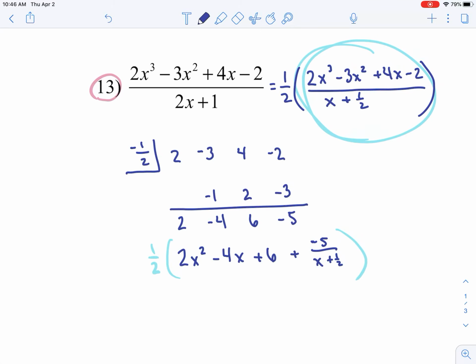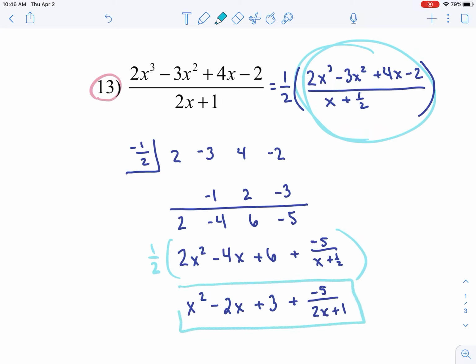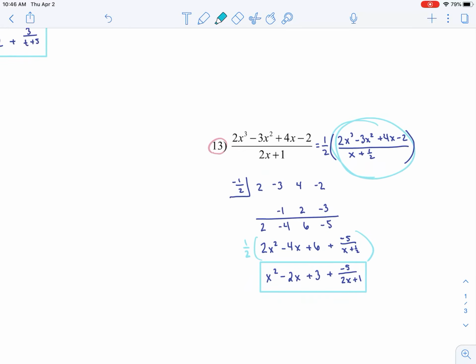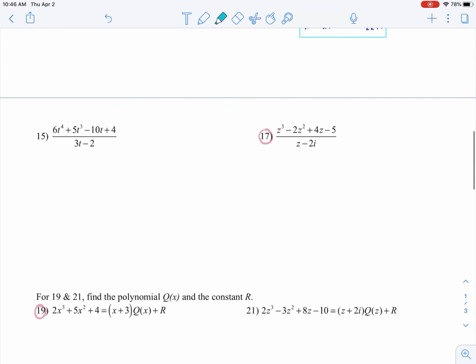So then my actual answer is going to be, it's like I'm distributing the 1/2 or dividing every term by 2. 2x plus 1. Okay. Looking good. All right, and that is what I set out to do. I set out to divide that polynomial by that divisor, and my final answer has that divisor in there. Okay, looking good. You can try number 15, which is a lot like that.